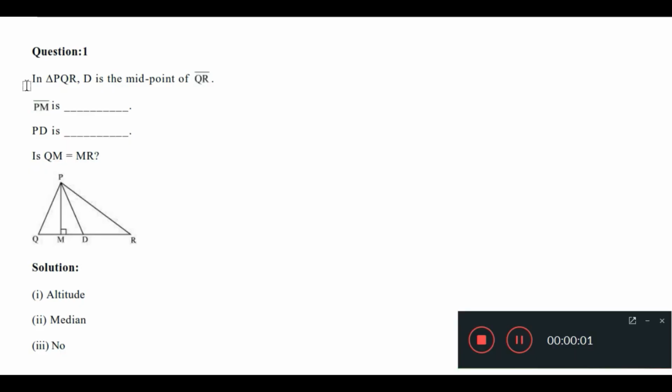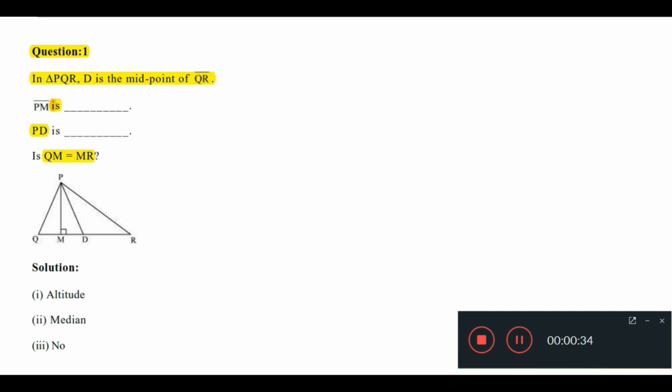Today I'm going to start chapter number 6, exercise 6.1. Question number 1. In triangle PQR, D is the midpoint of QR. Here we have to tell what is PM, then PD, and whether QM equals MR or not. So once again, in triangle PQR, D is the midpoint.